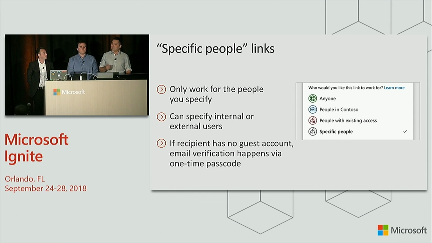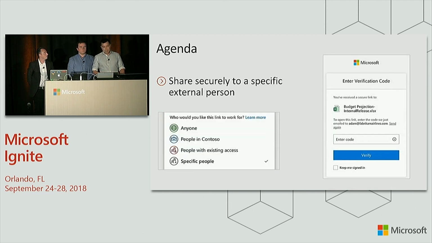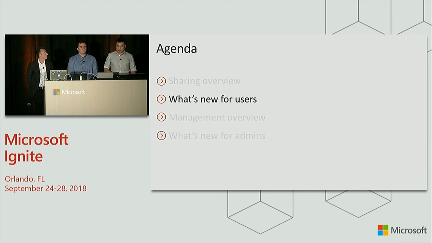And if the recipient has no guest account, we'll do email verification via a simple one-time passcode. They don't have to create an account. Office 365 is the only enterprise-class file sync and share solution that lets you do this kind of secure sharing without making the other person create an account. It's really, really an awesome feature. Try it out if you haven't tried it. So there you see, super easy to share to a specific person.